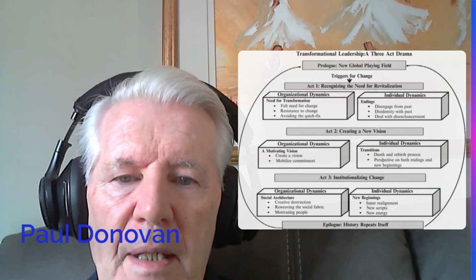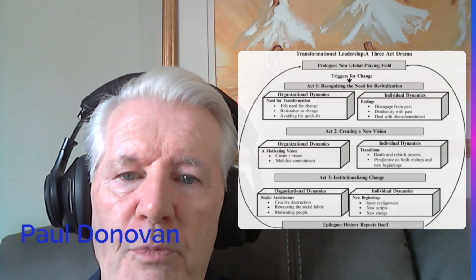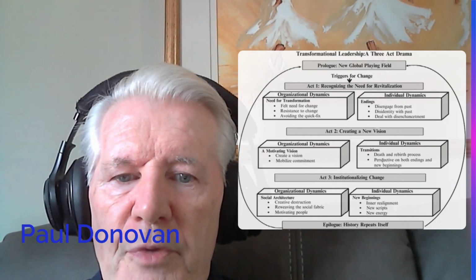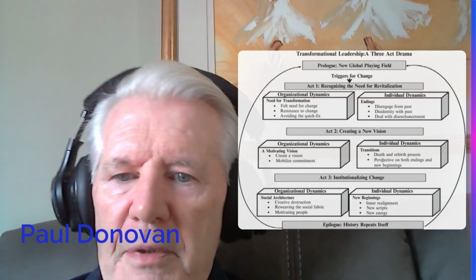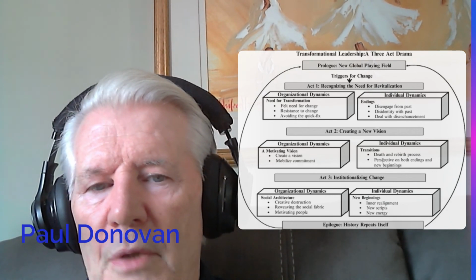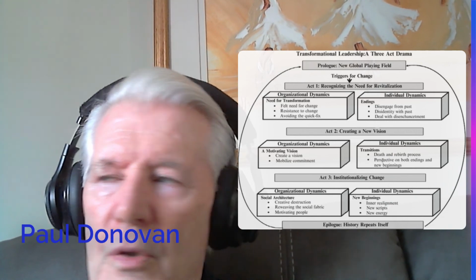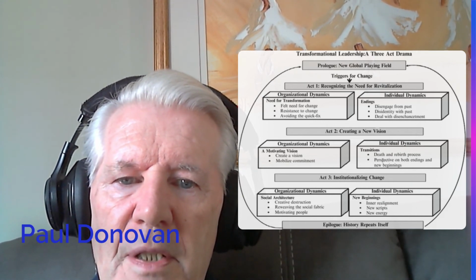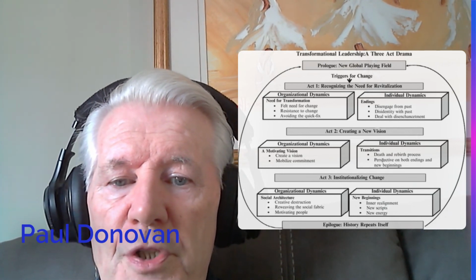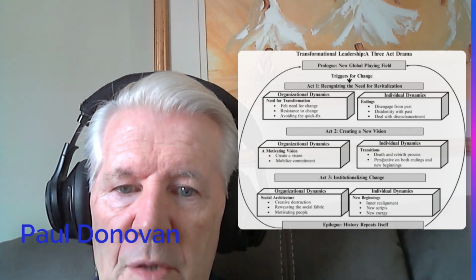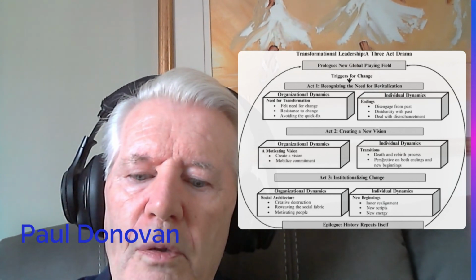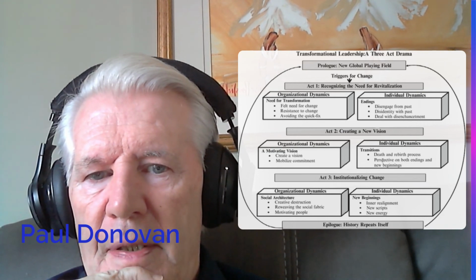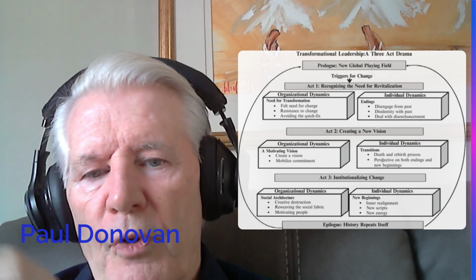They describe change as being a three-act drama. Act 1 was recognizing the need for revitalization in the organization. Act 2 was creating the new vision, and Act 3 was institutionalizing change. The interesting thing is, if you look at it quickly, it looks rather similar to Lewin's unfreeze, move, and refreeze. The first phase, unfreezing, is Act 1, recognizing the need for revitalization. Act 2 is the changing, creating a new vision. And Act 3 is the refreezing, institutionalizing change. So this became quite an interesting concept developed by Tichy and Devanna about how to transform organizations.